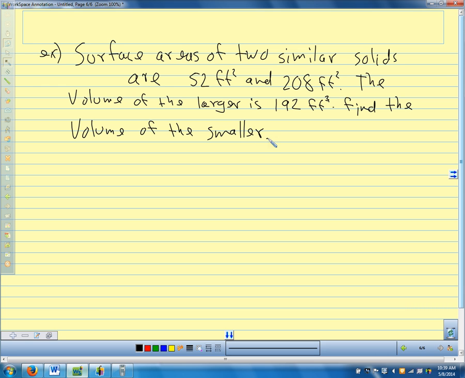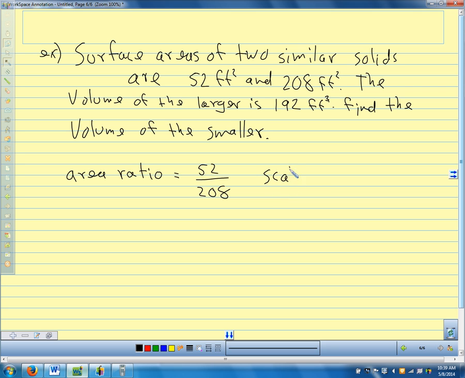So this is almost the exact same problem, except we're starting with the surface areas. So our procedure here is going to be: use the area ratio to find the scale factor, use the scale factor to find the volume ratio, and write a proportion using the information that the problem gives us. So our area ratio, and since we're looking for the volume of the smaller, I'm going to put the ratio as smaller to larger. Our area ratio equals 52 over 208.